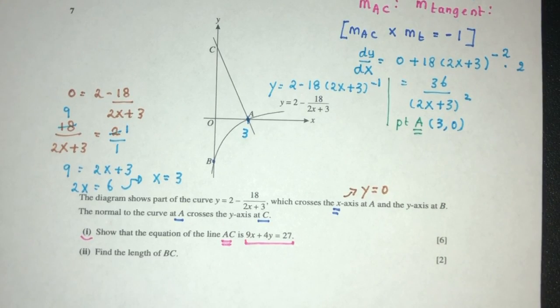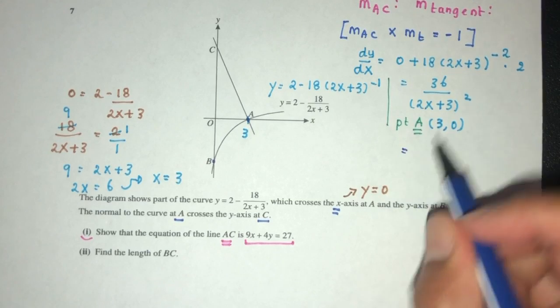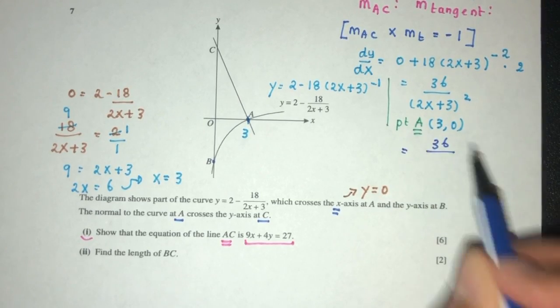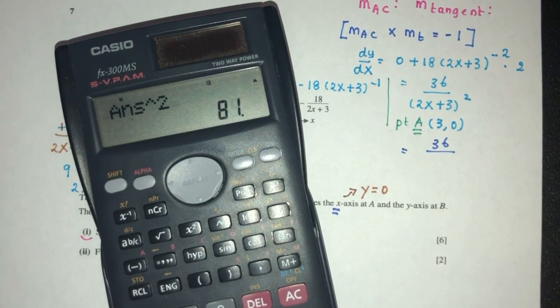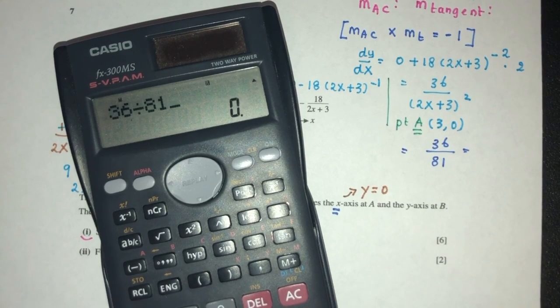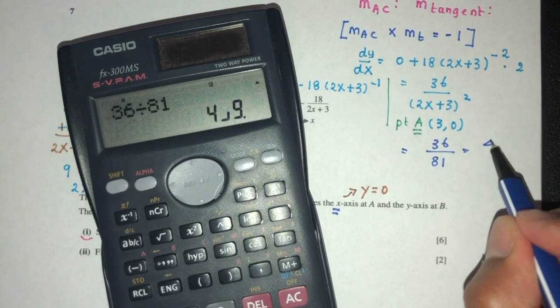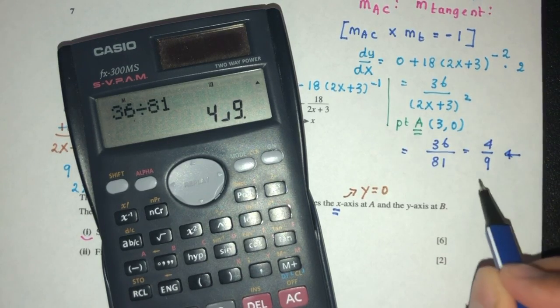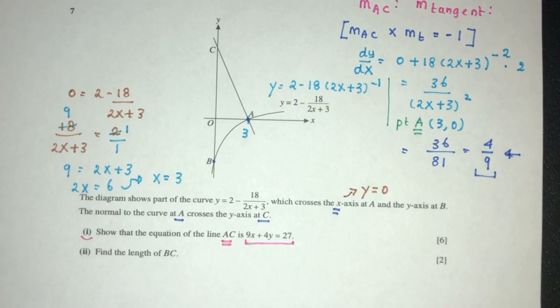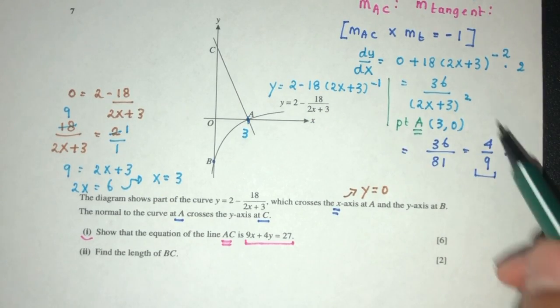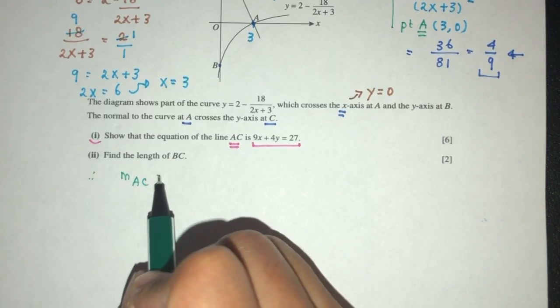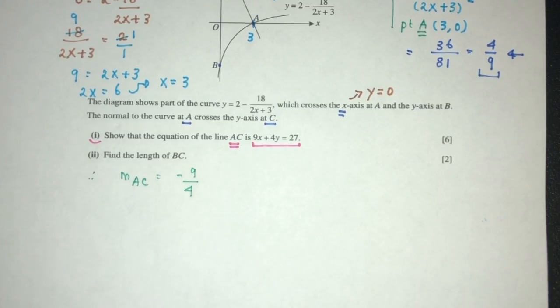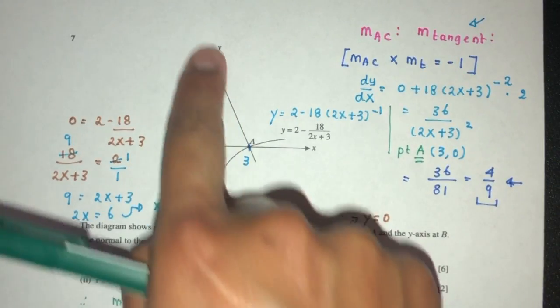Replace back in dy by dx to find the gradient. That should be 36 over (2 times 3 plus 3) to the power 2, that is 81. 36 divided by 81, that should be 4 over 9. This is the gradient of the tangent. Now we have to find the gradient of the normal. Replace back in this equation, you will have the gradient of AC will be minus 9 over 4. Okay, so this is the gradient of this straight line.